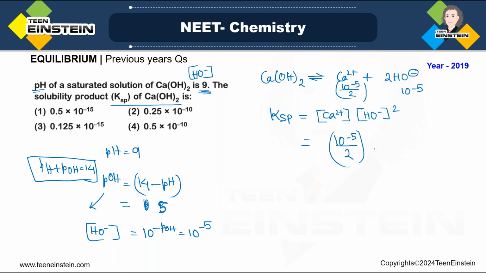Now if you put it, 10 to the power minus 5 square, so it is 10 to the power minus 15, and half means 0.5. So it is matching with the first option, right?